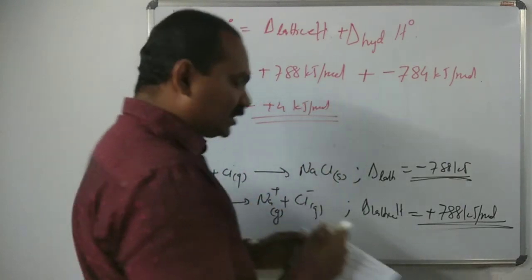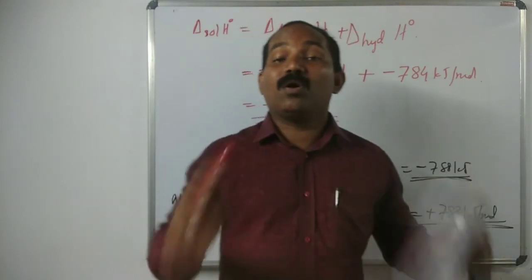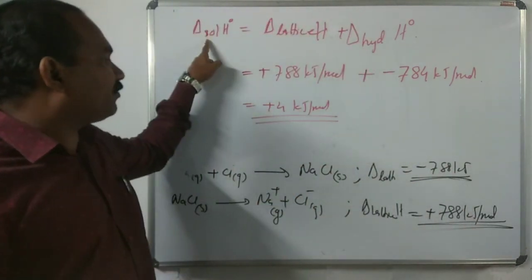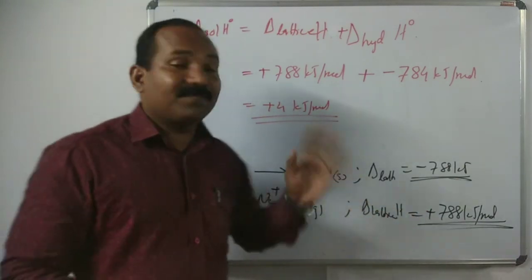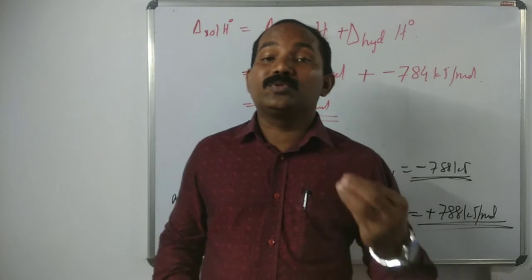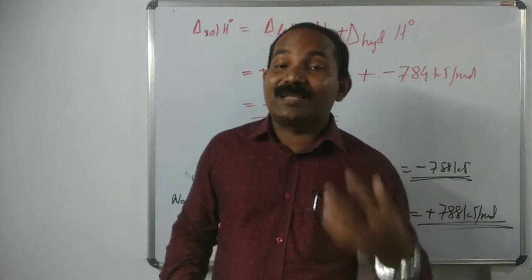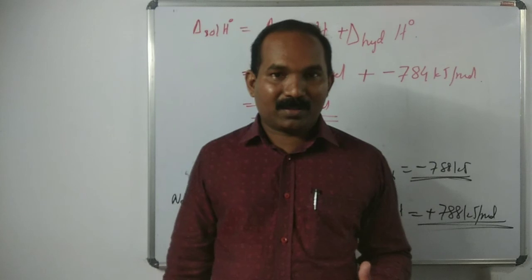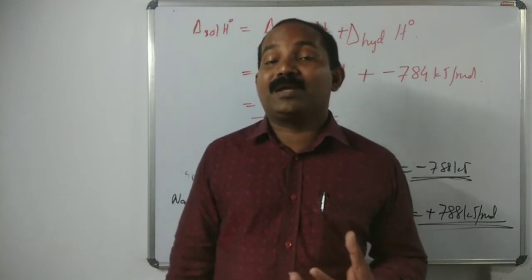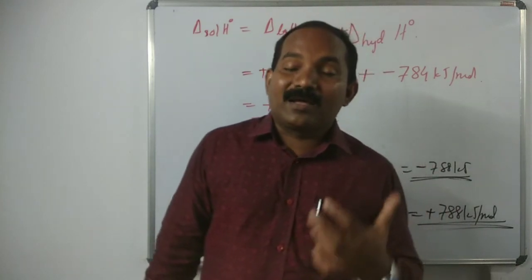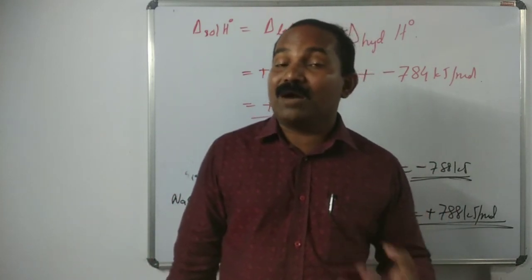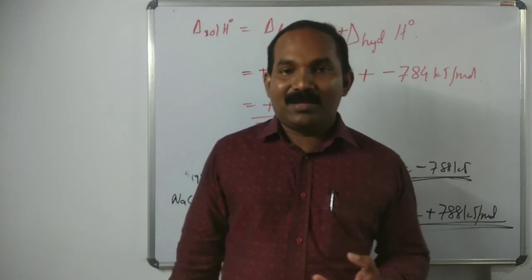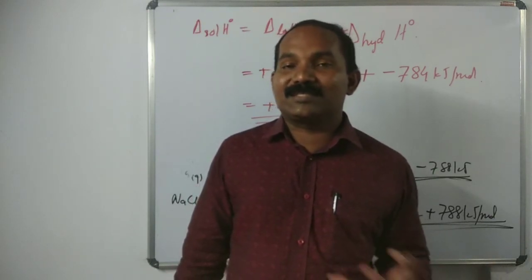The dissolution of NaCl in water requires a small amount of heat energy, since plus 4 kilojoule per mole is a small value. So this is about the lattice enthalpy and Born-Haber cycle. In the next section, we have to discuss spontaneity, another important concept, entropy. Entropy we will discuss in the next section. Thank you.